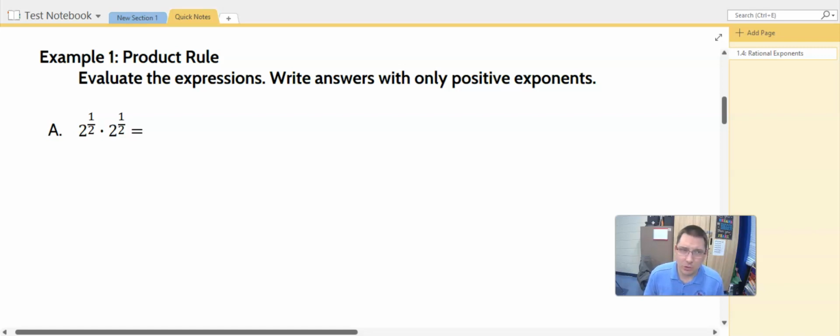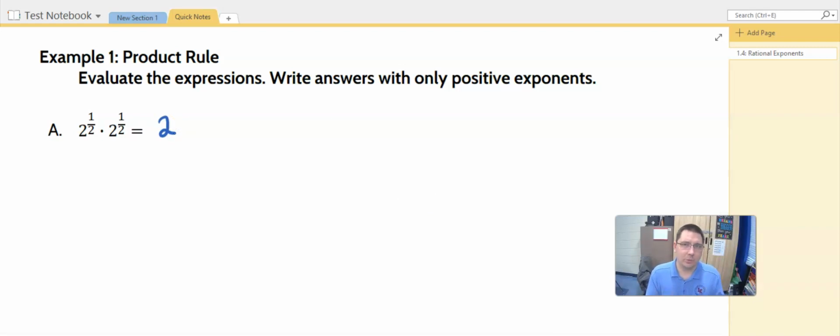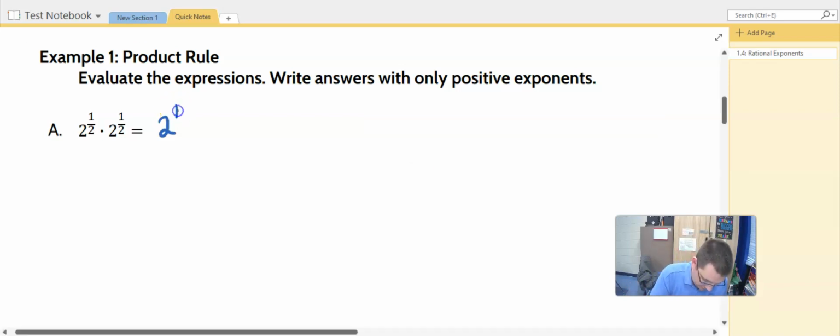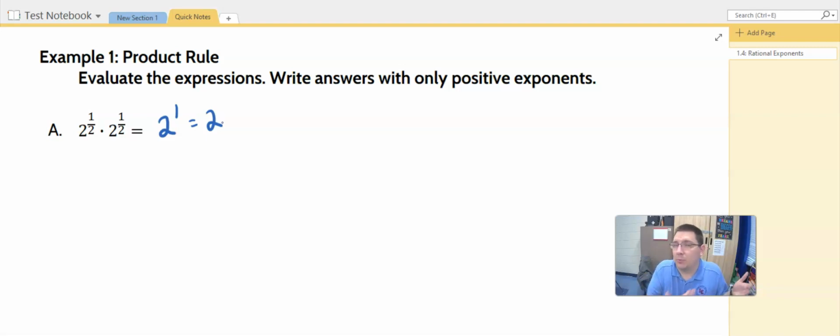And so we have 2 to the 1/2 times 2 to the 1/2. And so remember that's our product rule, and so the base will stay the same at 2. And then our powers are going to add. So 1/2 plus 1/2 is 2 halves, or 1 whole. And so we get 2 to the first, or just 2. And we can do that with any power, right? We could do it with 1/2 plus 3 halves. We would get 4 over 2 and reduce down to 2. And so we can do it with any fractions.